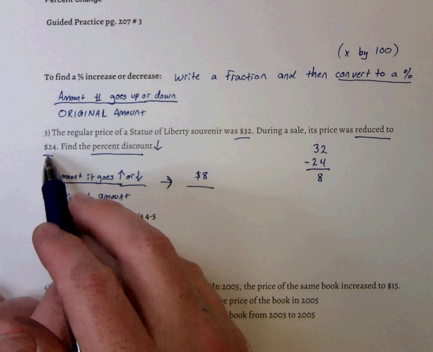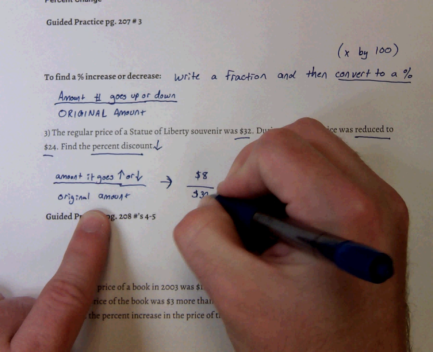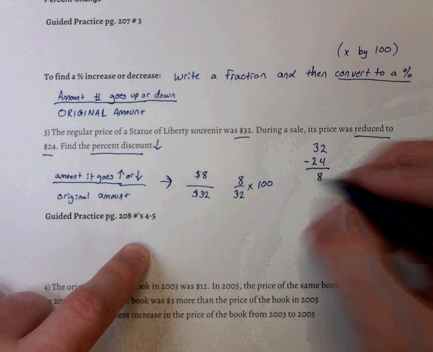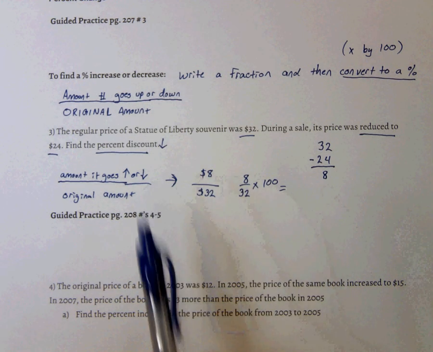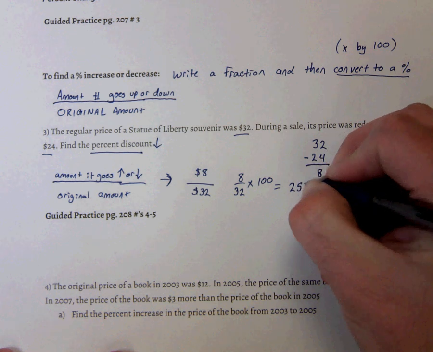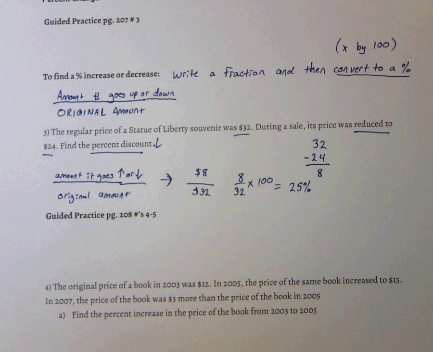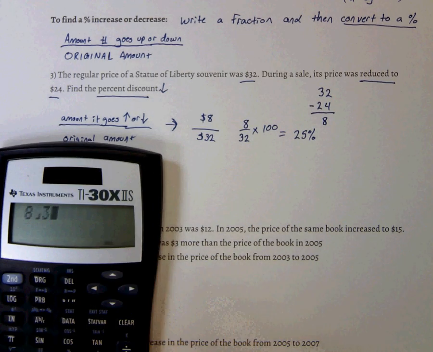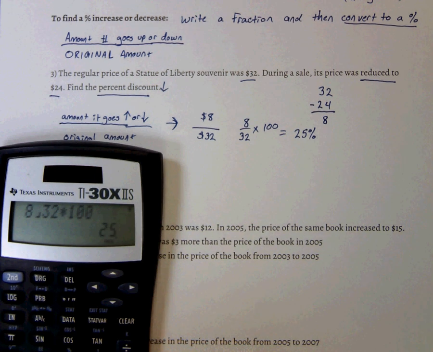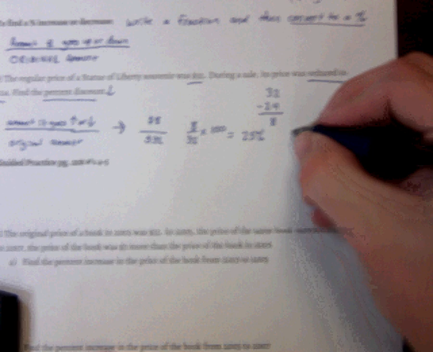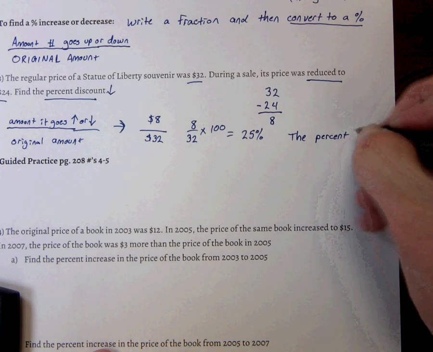How do you change a fraction to a percentage? You multiply it by 100. Again, you may use a calculator to assist you in this. 8 over 32 times 100 will be 25%. And if you have forgotten how to type fractions into your calculator, you can type in 8 ABC 32, and that gives you your fraction. We want to multiply it by 100, and that will give you 25. So our percent discount is 25%. So, Statue of Liberty souvenirs, 25% off.